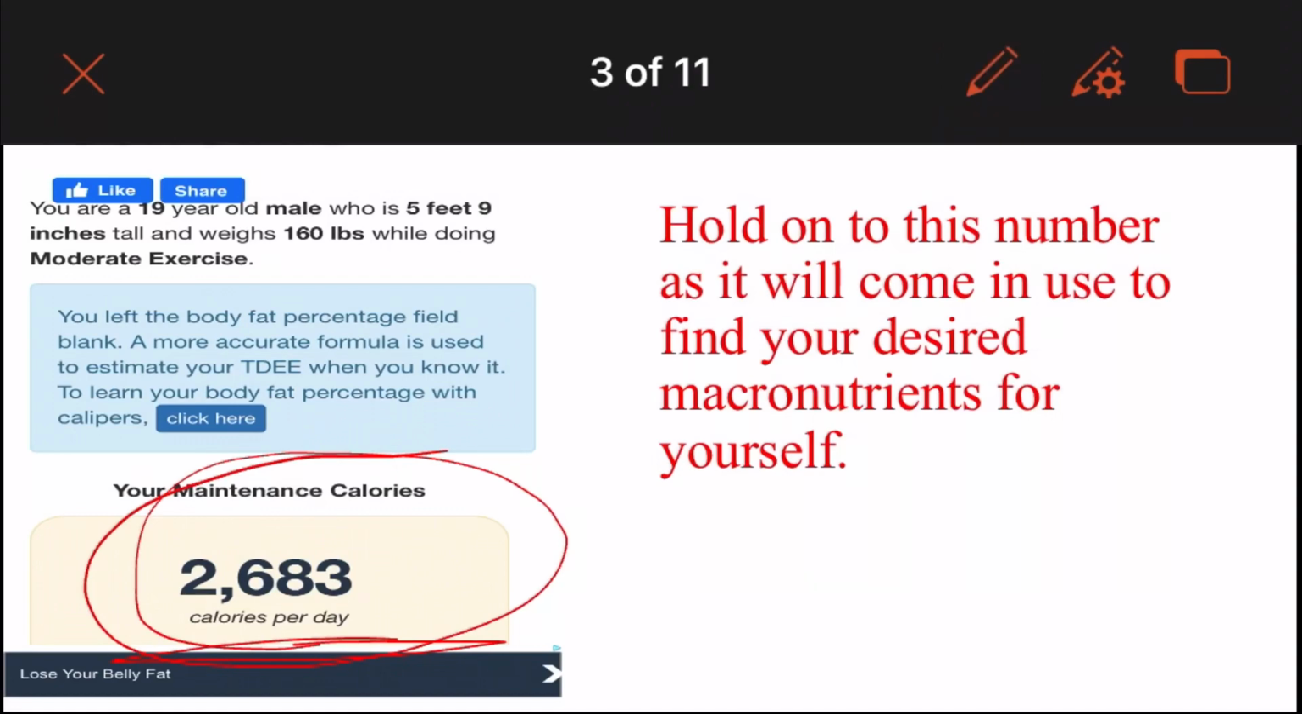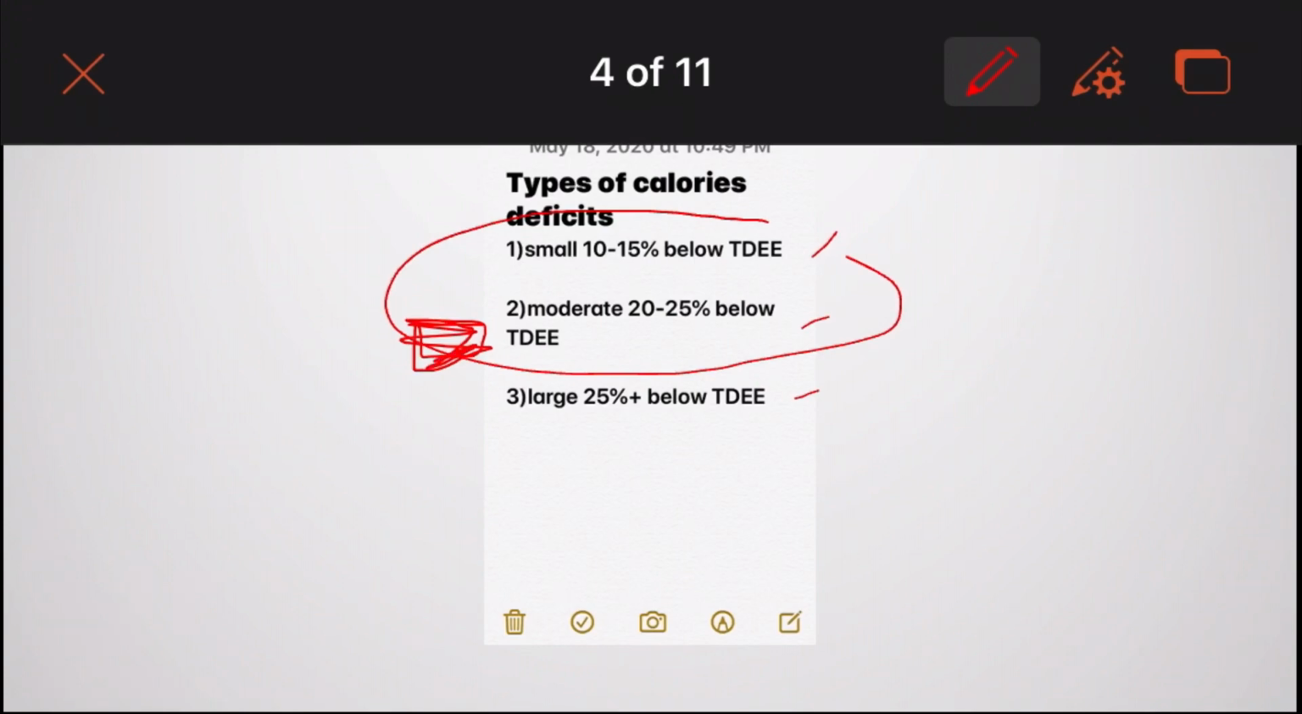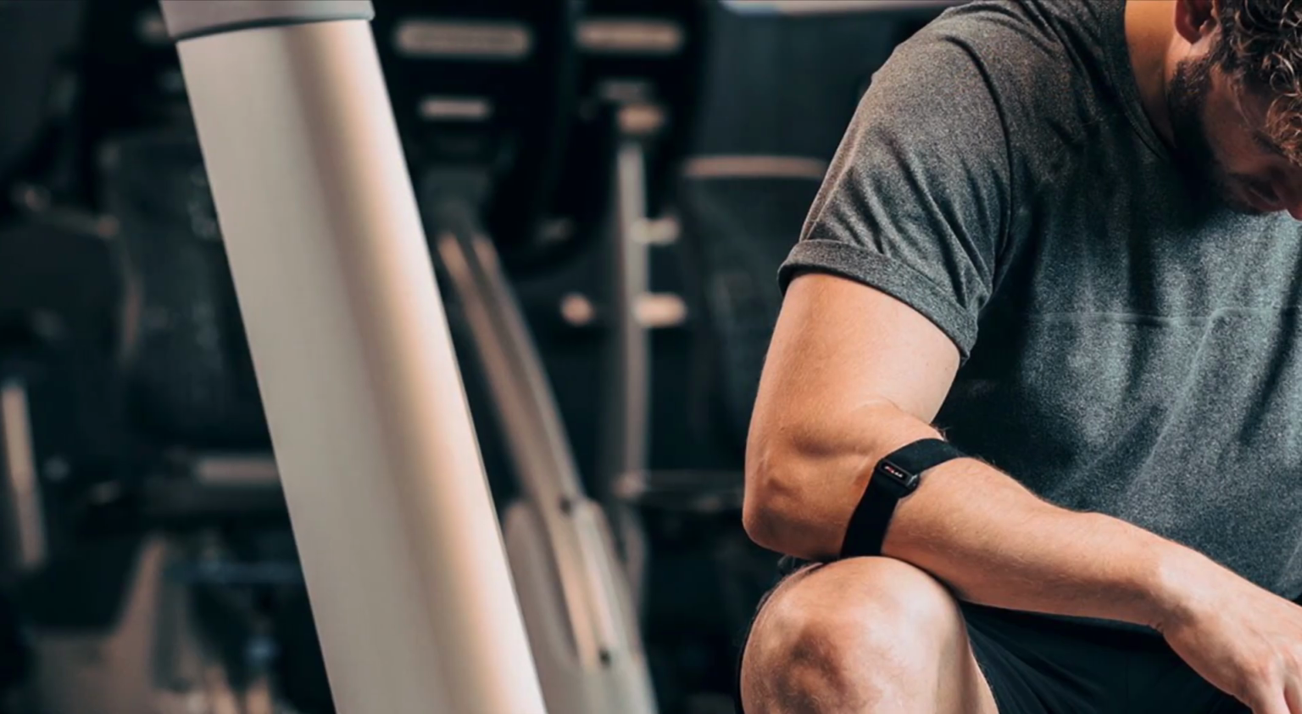Now what you have to understand is in order to lose weight or reduce your body fat percentage, you must be in a negative caloric balance, otherwise known as a caloric deficit. This is achieved when you are eating less than your maintenance calories, aka your TDEE. There are three types of calorie deficits. First being small, which is around 10 to 15% below your TDEE. Second being moderate, which is around 20 to 25% below your TDEE. Third being anything above 25% or more below your TDEE.